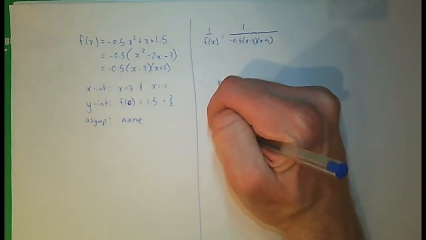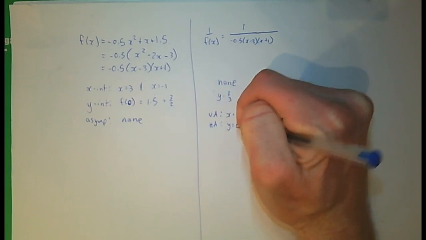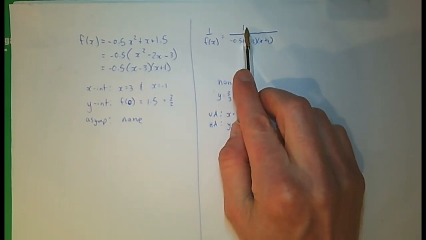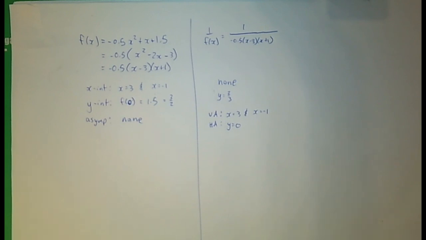The horizontal asymptote is going to be y equals 0. We know this simply because the numerator of this function is of a lower degree than the denominator, automatic 0.